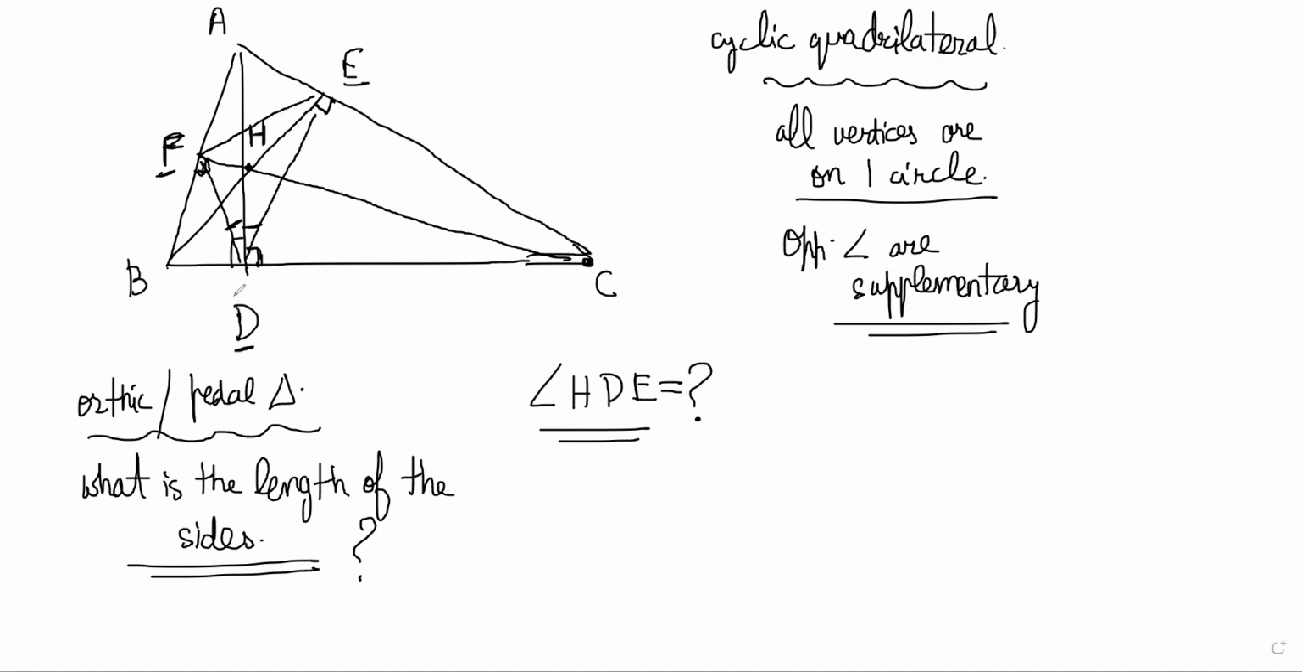Everyone can see the labeling, right? H here, D here, E here, right? HDE is not 45. Not necessarily 45. Someone is saying same as ACF, correct. It is the same as angle ACF. Why? Cyclic. Because HDCE is a cyclic quadrilateral.